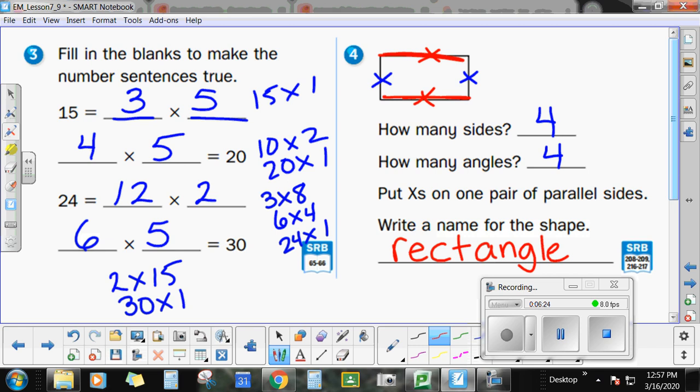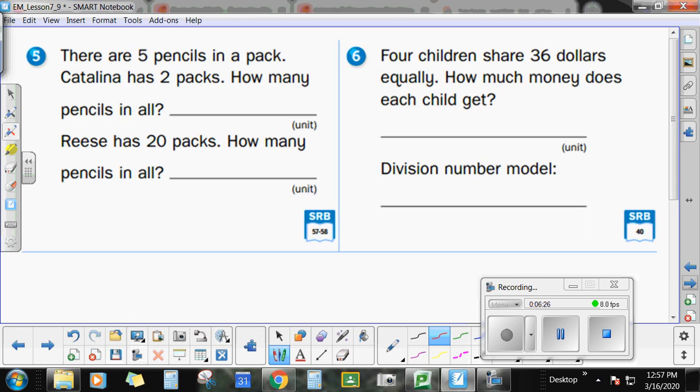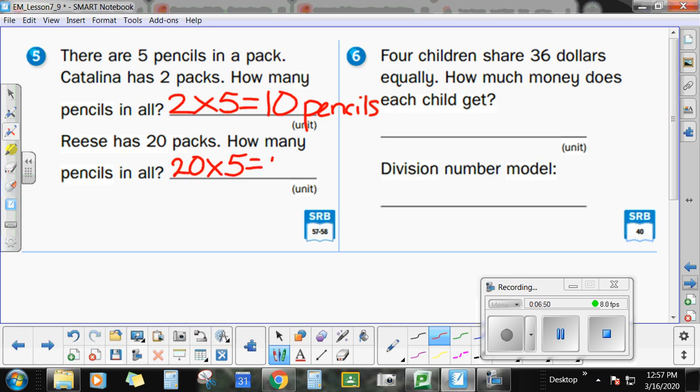All right, moving on to number 5. There are 5 pencils in a pack. Catalina has 2 packs. How many pencils in all? Well, she has 2 packs, right? That's 2 groups of 5, and so she would have 10 pencils in all. And if Reese has 20 packs, so that's 20 groups of 5 would be 100 pencils.